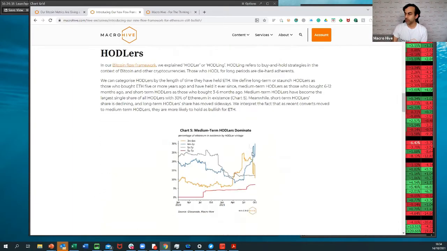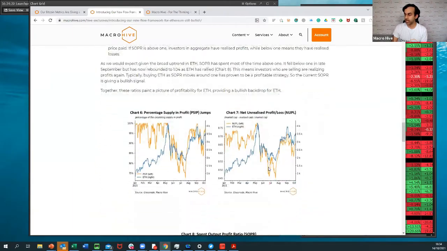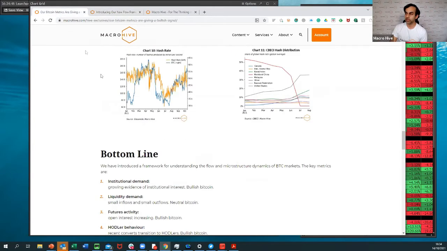Open interest is picking up. The HODLer stats are quite good. The P&L landscape is positive, and then the hash rates are looking very impressive, stronger even than Bitcoin. And also, the additional thing you have with Ethereum is that it's also used in the DeFi market as well. So there's this additional source of demand for DeFi. In general, we're more positive on Ethereum than we are on Bitcoin, though both of the metrics that we track are giving fairly bullish signals on both markets.